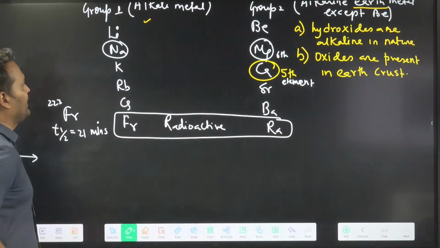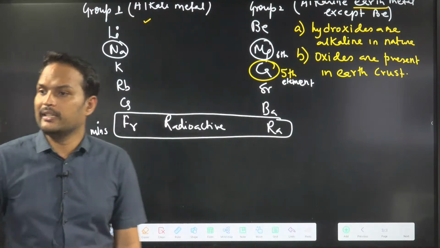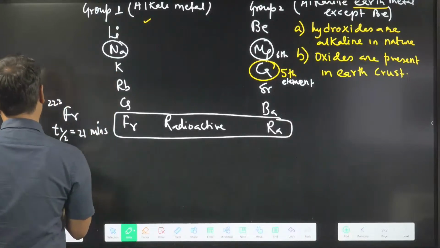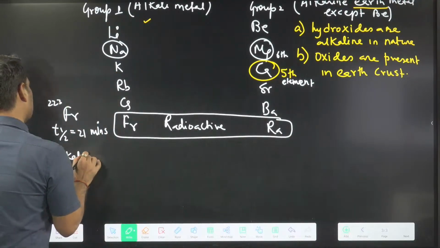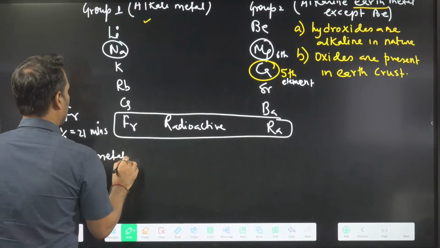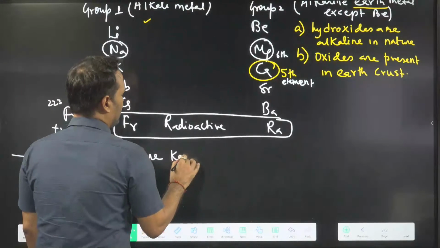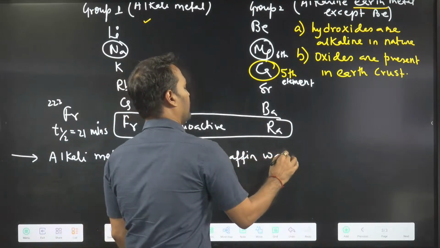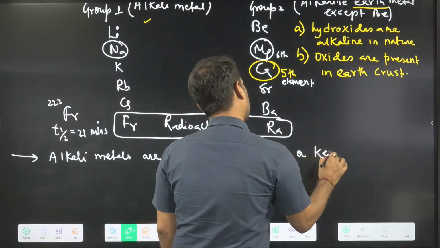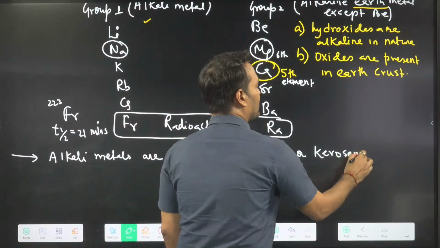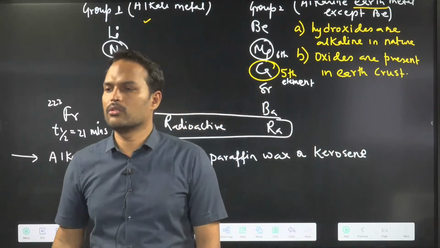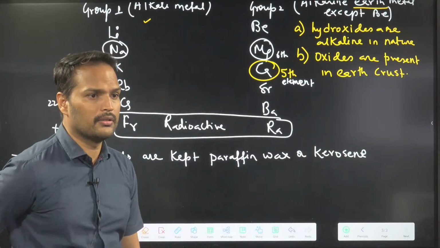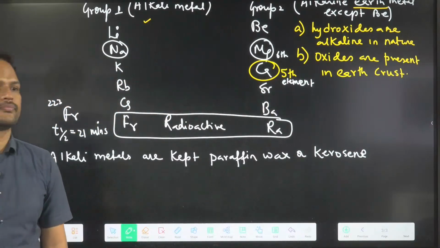Now one more point is there which you have studied in class 9 and 10. Do you remember kerosene? Alkali metals are highly reactive, so where are they kept? Paraffin wax or kerosene, because they react with air and with water, and the reaction is very fast, explosive type also you can say. Clear with this point?